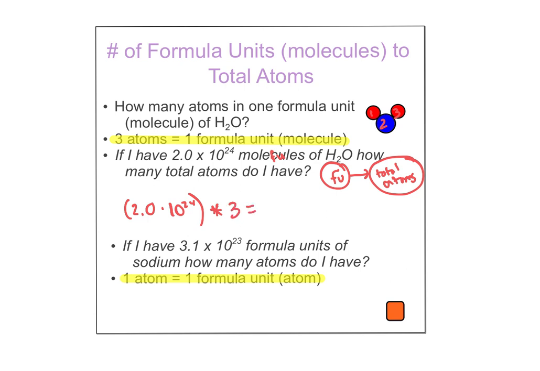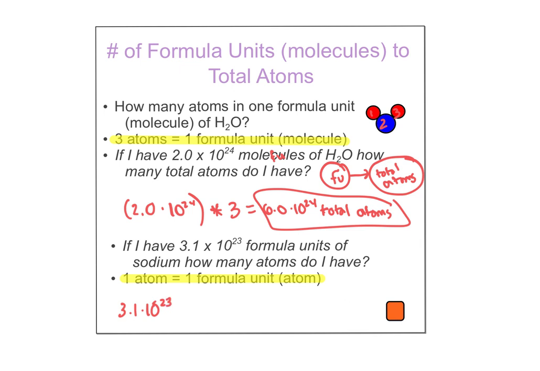When I take 2.0 E24 in my calculator times 3, I get 6.0 E24. So it's 6 times 10 to the 24th, and I'll say total atoms. What about this one? If I have 3.1 times 10 to the 23rd formula units of sodium, how many atoms do I have, total atoms? So 3.1 times 10 to the 23rd molecules. Well, here's a sodium. In one molecule, there's just one atom, so we're just going to times that by 1. You don't even need to show that work. 3.1 times 10 to the 23rd total atoms.